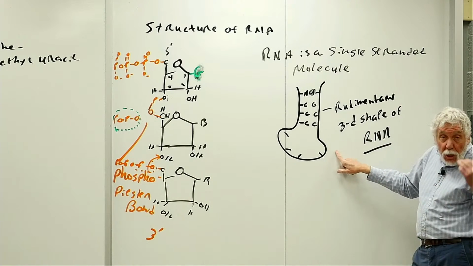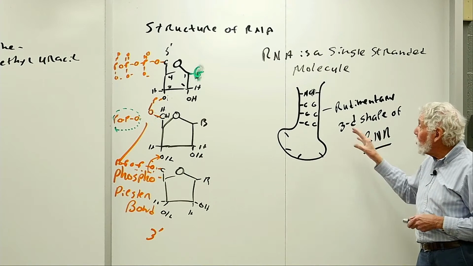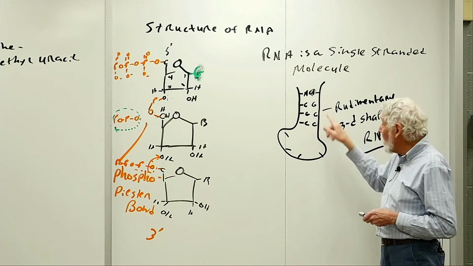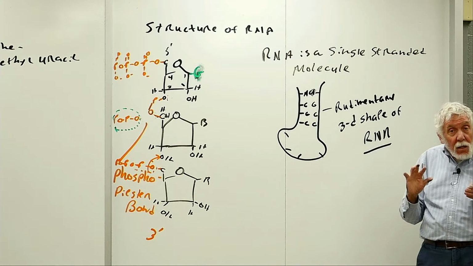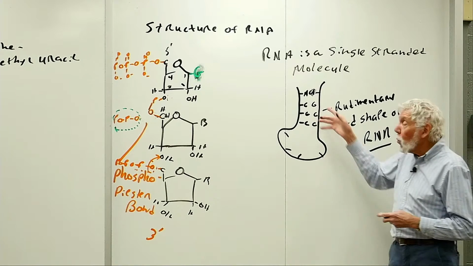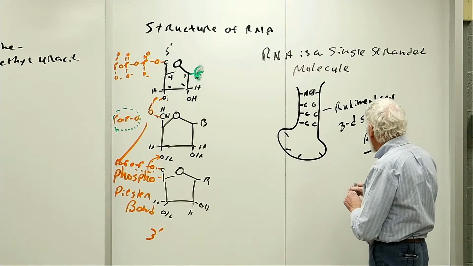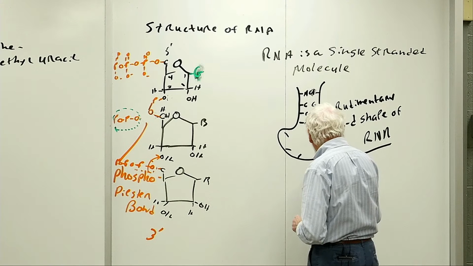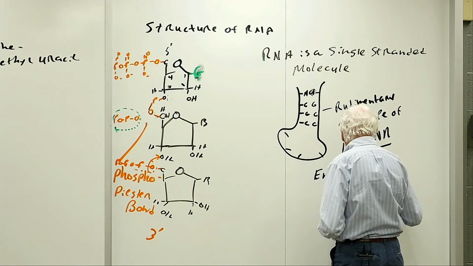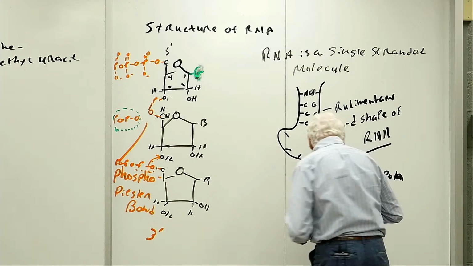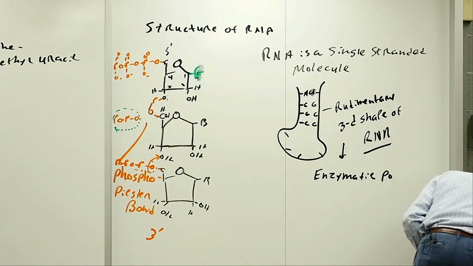We'll see tomorrow this is particularly important in one type of RNA called transfer RNA, the way it's folded back on itself. But for now, just recognize that these RNA molecules can fold on themselves and produce a kind of 3D structure. We're limited in the 3D structure we can arrive at because we only have 4 bases to work with. But we do get some 3D structure, and this 3D structure then provides a kind of enzymatic potential.